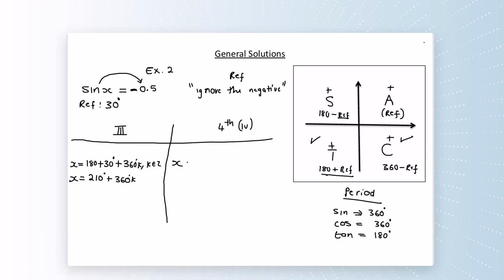Move on to the fourth quadrant. You're going to say x equals, how do you write the angle in the fourth quadrant? It's 360 minus reference. Well done. 360 minus, what is the reference? 30.